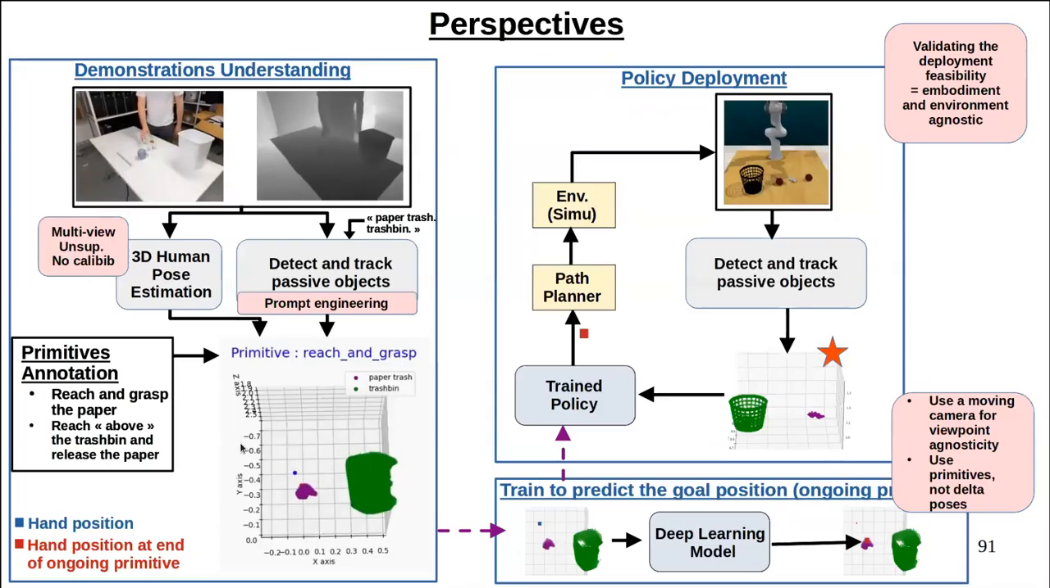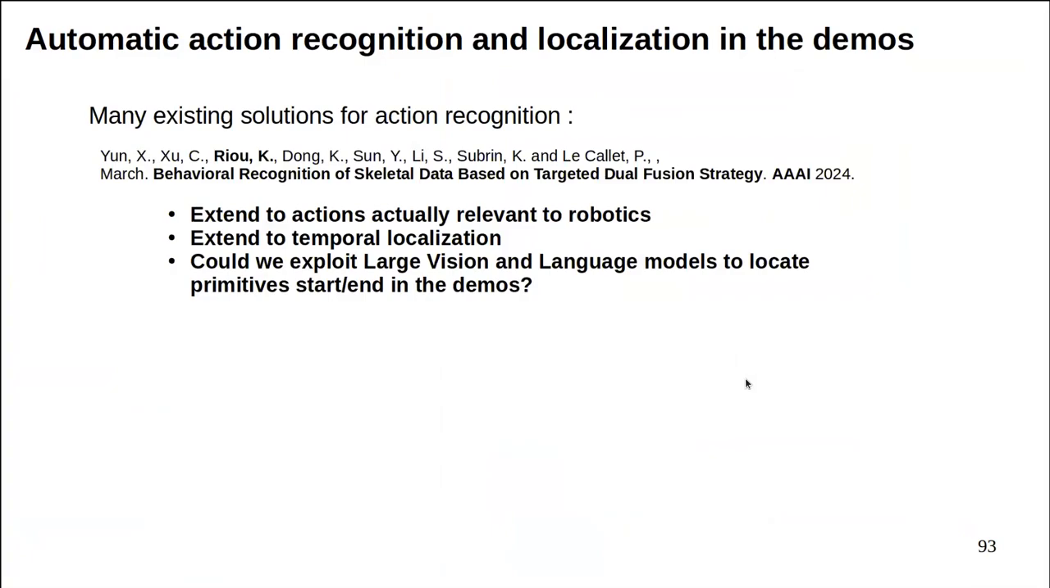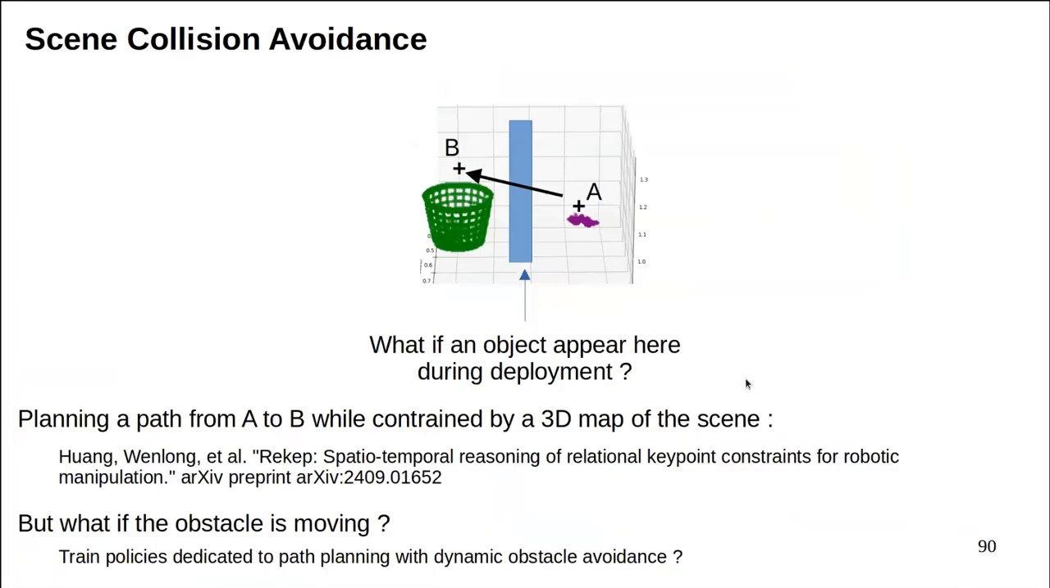Then we have a limitation on the scene representation. Our scene representation is not completely environment agnostic. Suppose that an object appears during the deployment of the policy. Now I want to move, let's say, my paper trash towards the trash bin, from A to B, but I have an object in the middle, and this object is not represented in our 3D representation because we only focus on the object of interest.